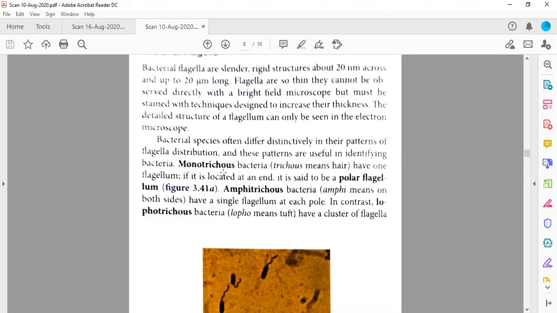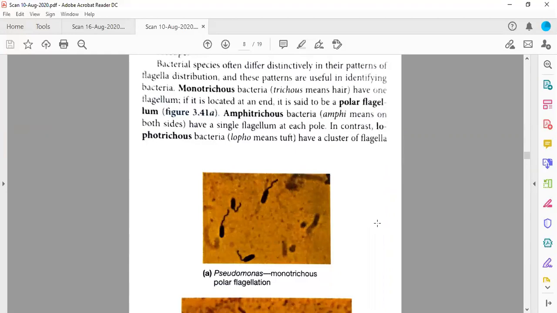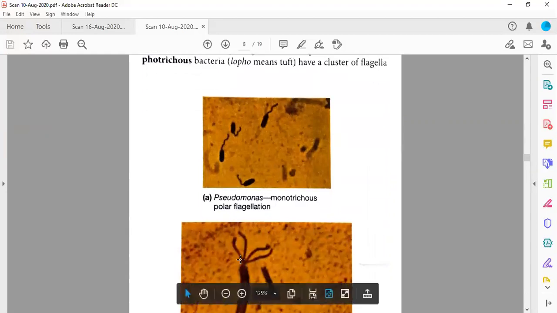Then, depending upon their position on a bacterial cell, they can be monotrichous. Trichous comes from the Greek or Latin word. Here the flagellum is located at one end, also called a polar flagellum. And then there is amphitrichous. Amphi means when the flagella are present on both sides of the bacterial cell. Lophotrichous: lopho means a bunch or tuft, when a cluster of flagella is present over one end. So this is lophotrichous, which is shown here.